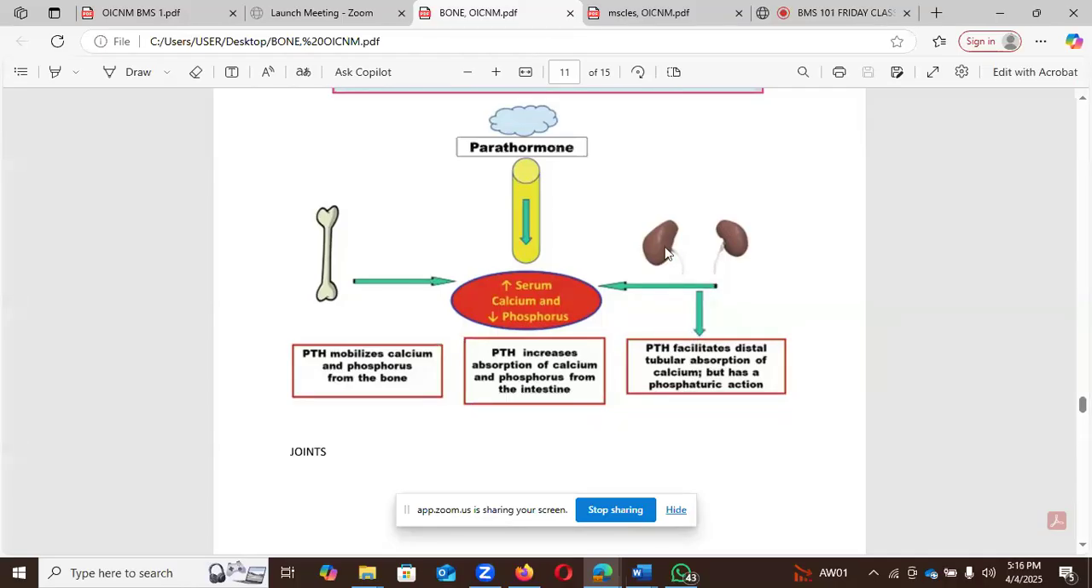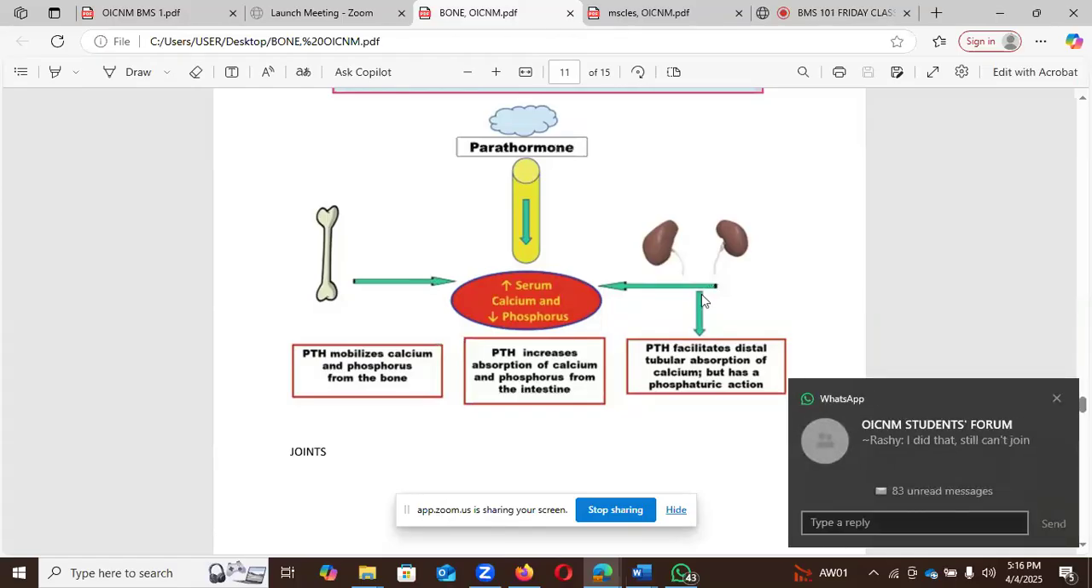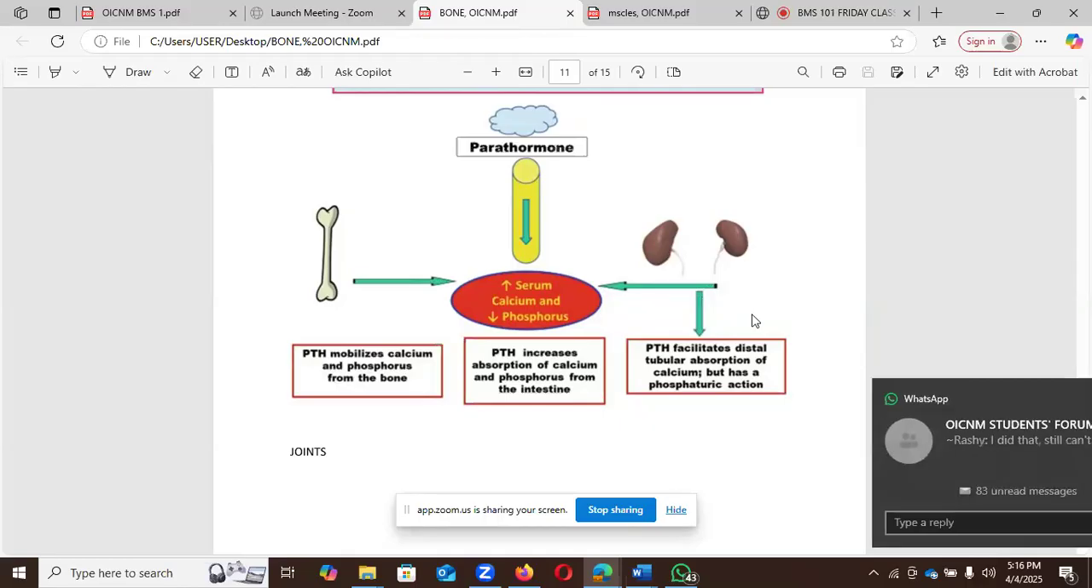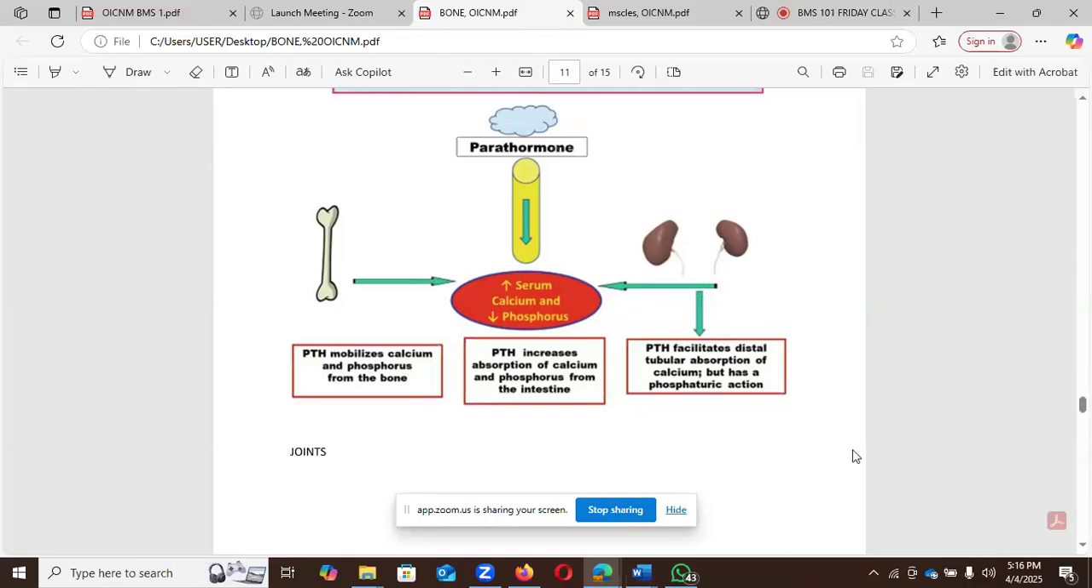Parathormone prevents loss of calcium and phosphorus from the kidney. It mobilizes calcium and phosphorus from the bone. Parathormone also stimulates absorption of calcium and phosphorus from the intestine.